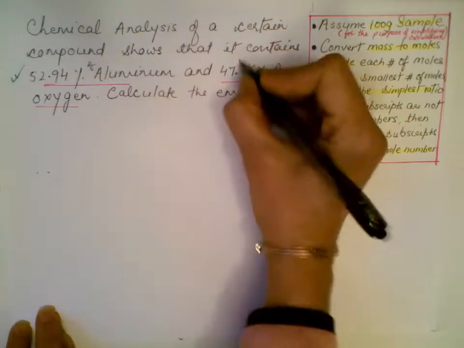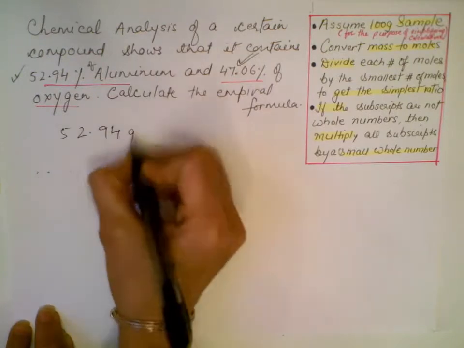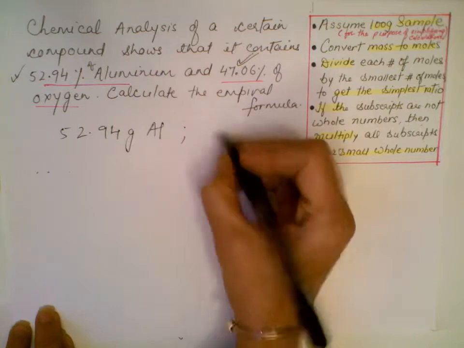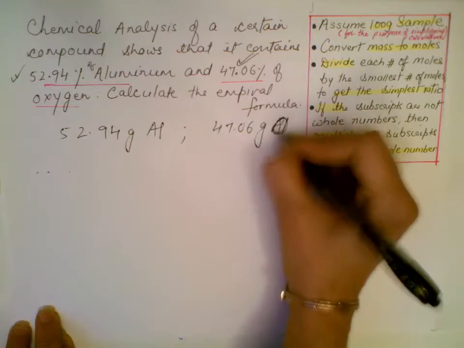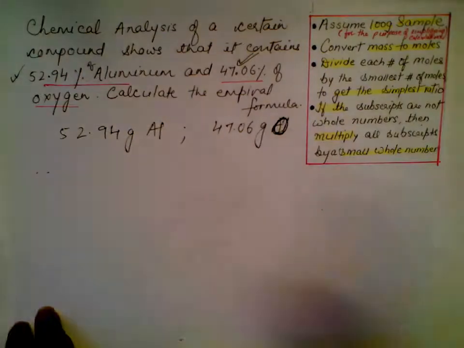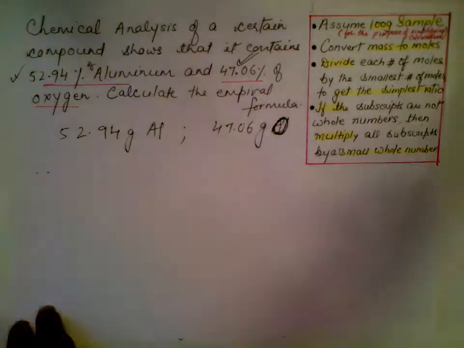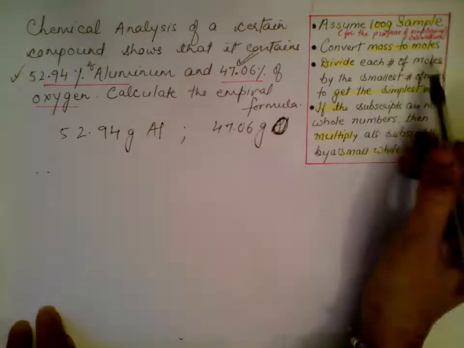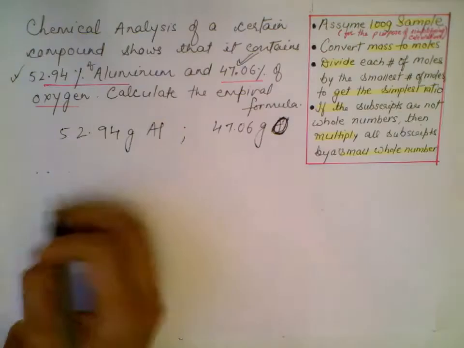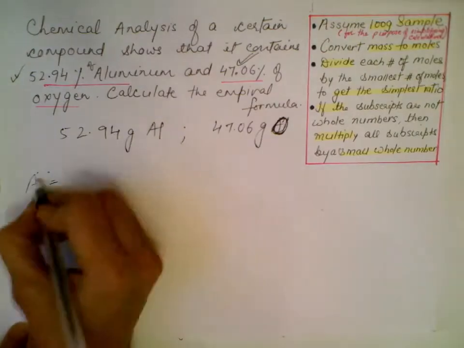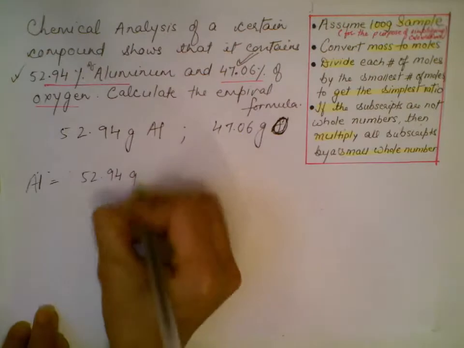So let's start out with what's given. This is given and this one is given. So aluminum 52.94, I'm going to write down grams of aluminum, and then 47.06 grams of oxygen. Okay guys, so this is the first step: assume a 100 gram sample. The second step is convert mass to moles. So we need the periodic table here to figure out the molar mass of each element. So let's figure out the number of moles for aluminum. So 52.94 grams of aluminum.